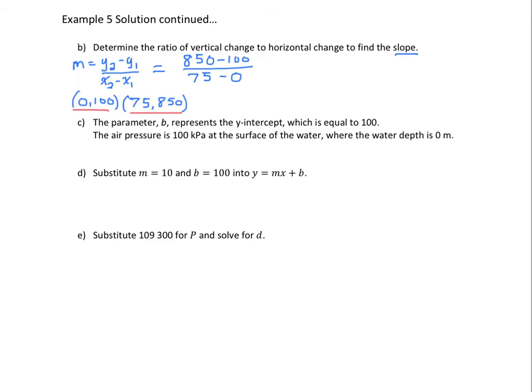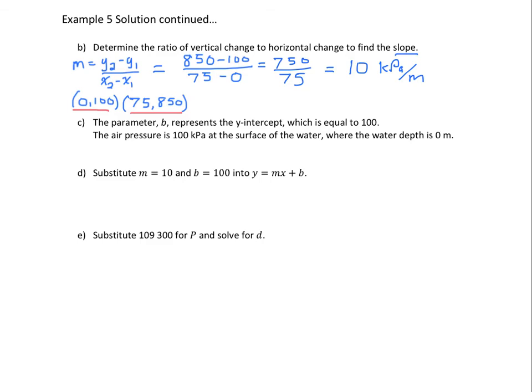This gives us 750 over 75, which is equal to 10. And the units on that would be kilopascals per meter. What does that represent? Well, it represents that there's 10 kilopascals pressure change for every meter change in depth.